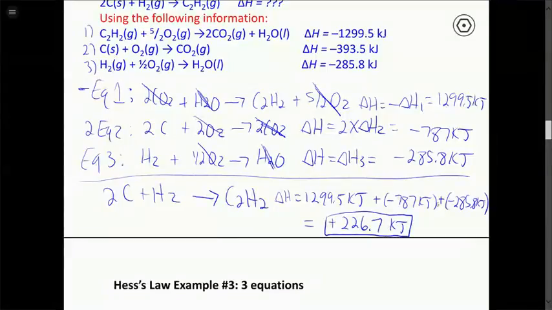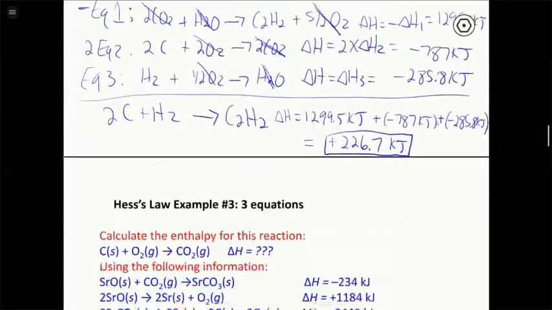Alright, so this was kind of a roundabout way to get there, but to find the delta H for the combination of carbon and hydrogen to make acetylene, all we had to do was just take these three reactions, modify them in different ways, add them together, and then we add the delta H's accordingly. Alright, so that's the idea with Hess's law. I'll do one more example of this just to show you how it works one more time.